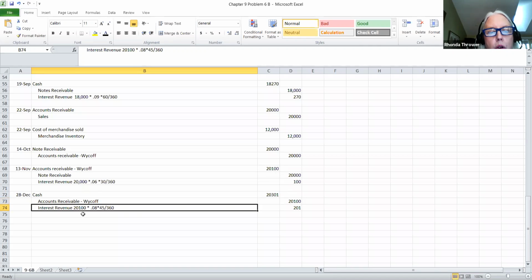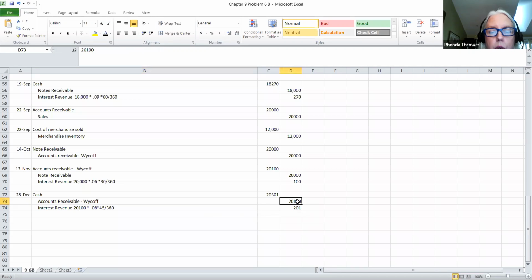We also charged them 8% interest until they paid us. They paid us 45 days later. So we took the amount of the accounts receivable and multiplied it by 8% times 45 days divided by 360. So we earned some additional interest from this customer. We earned $201 from November the 13th to December 28th. We charged them additional interest because they had an outstanding accounts receivable that they owed us.